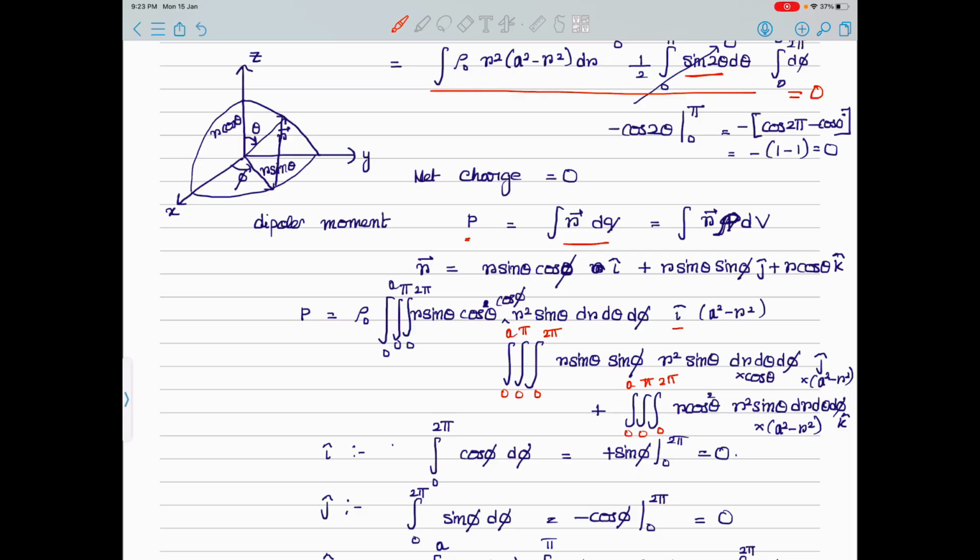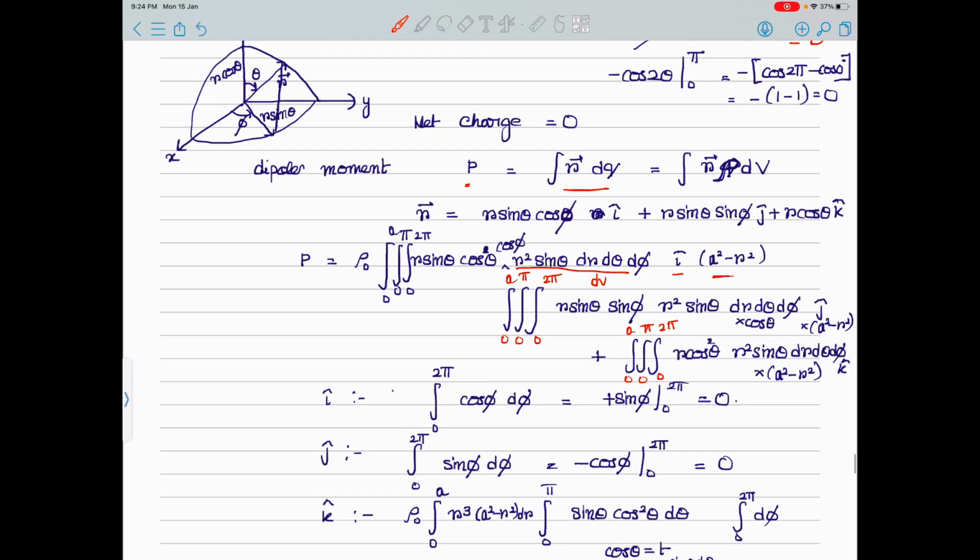I have written this r in the i cap direction, so it will be just r sin theta cos phi, rho naught cos theta is already there, and there will be some a square minus r square term, and this is the volume element dv, r square sin theta dr d theta d phi. Similarly, I have written for all the other directions like j cap and k cap.